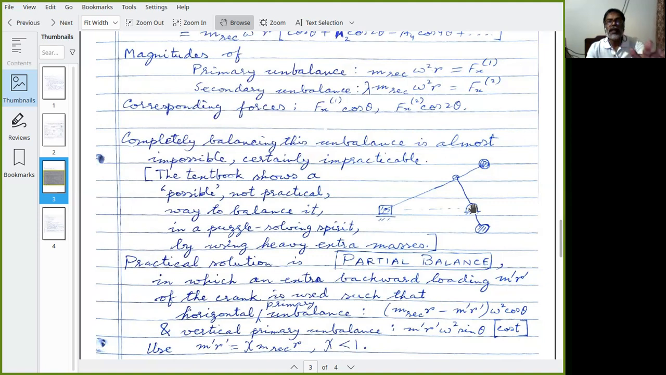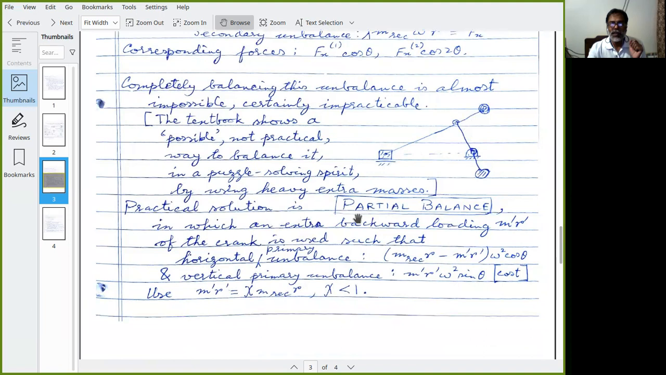So in principle, you could balance it, but imagine how much extra heavy mass you have to put in order to handle all. It's not practical. The practical solution is partial balance.